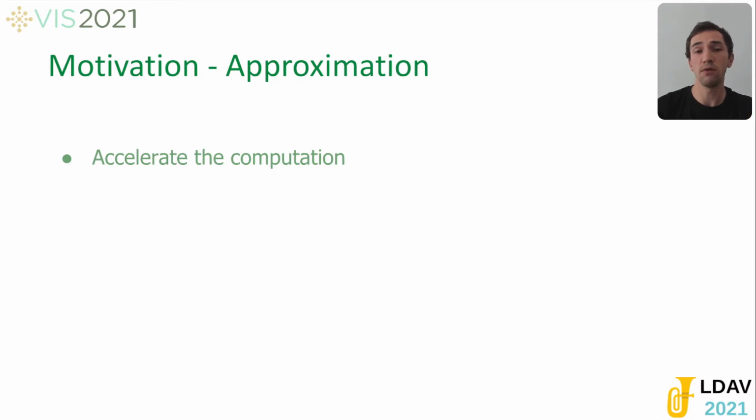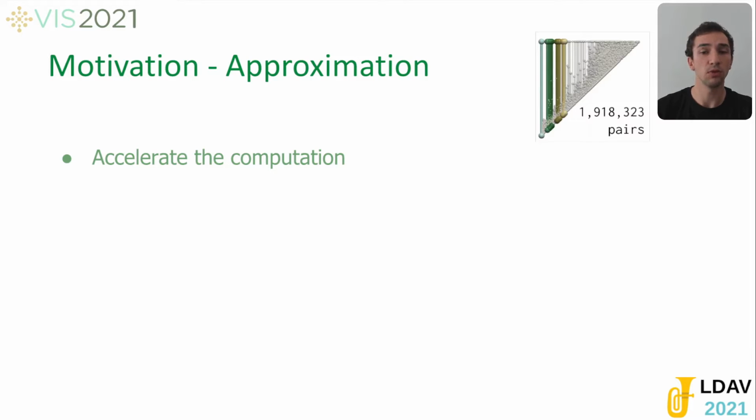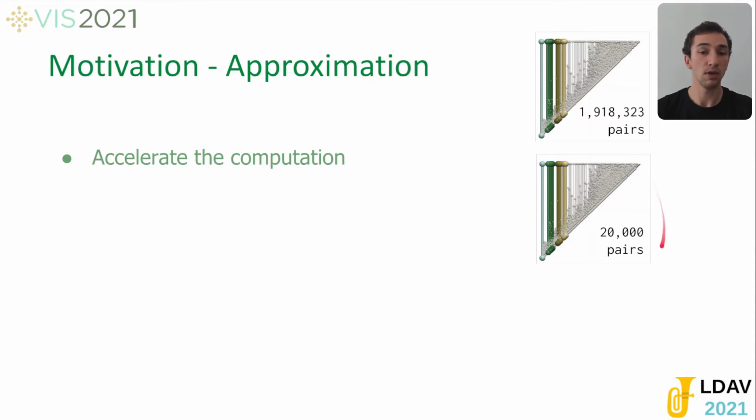So in general, a fully exact result is not really needed in the applications, as the major part of the output diagram usually corresponds to small persistence pairs. For instance, in the previous example, the diagram has around 2 million pairs, and here is the diagram constituted of the 20,000 highest persistence pairs.